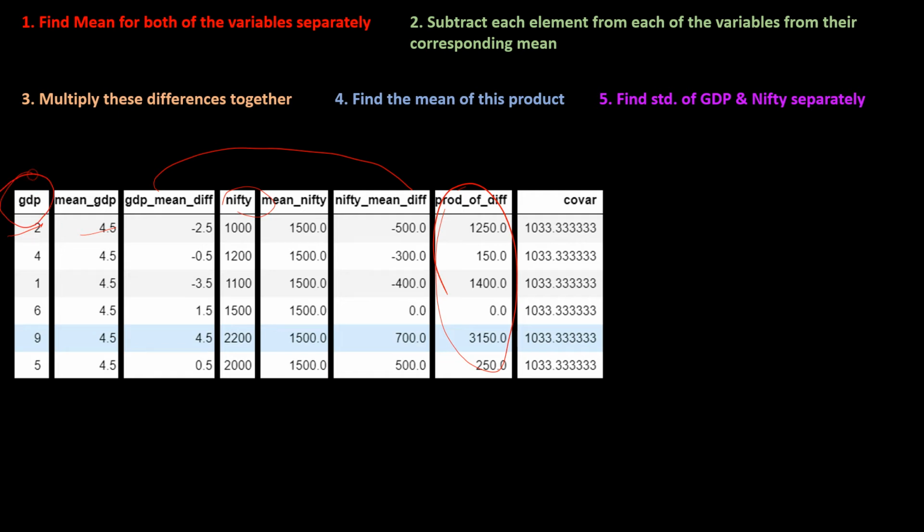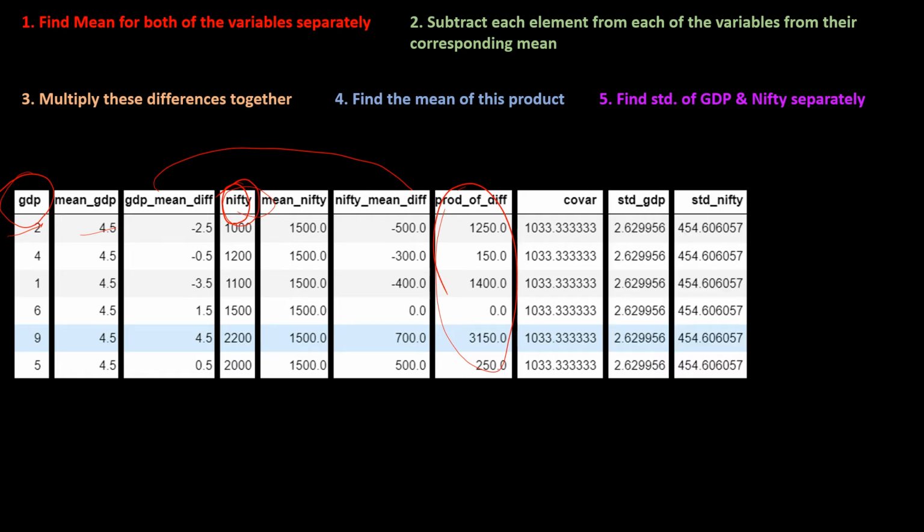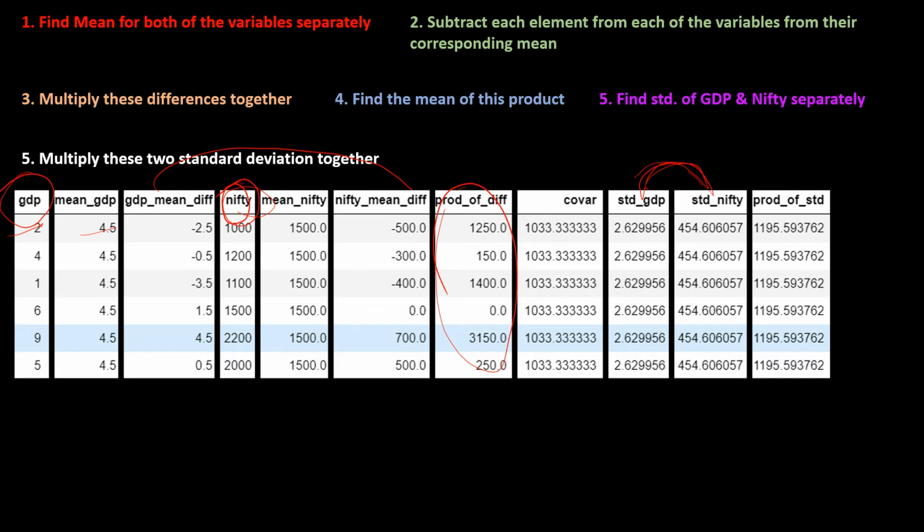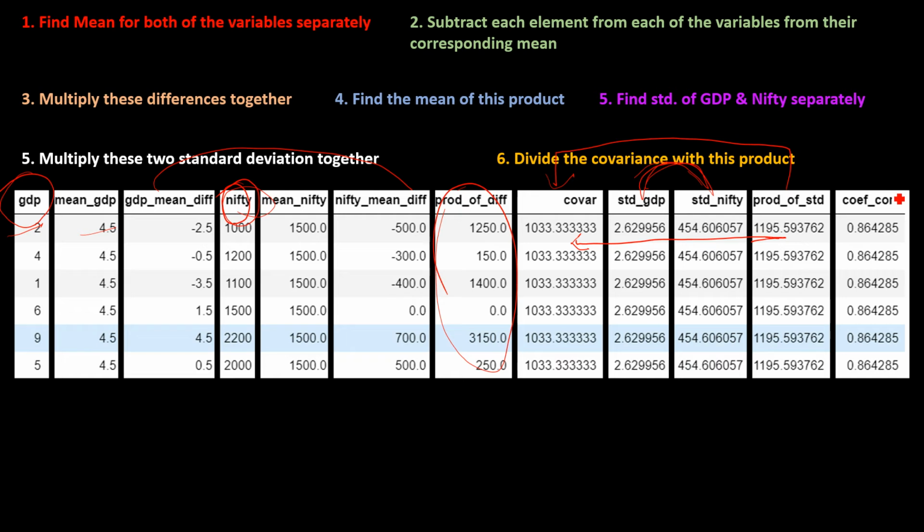So here we have the GDP variable and here we have the Nifty variable, right? We need to find their standard deviations as well, which is this. Now once you are done with finding the standard deviations, you're going to multiply these two things together. When you multiply these two standard deviations together, this is what you get. Now all that you need to do is divide the covariance by this value, and when you do that, this is the correlation coefficient. So it's as simple as that.